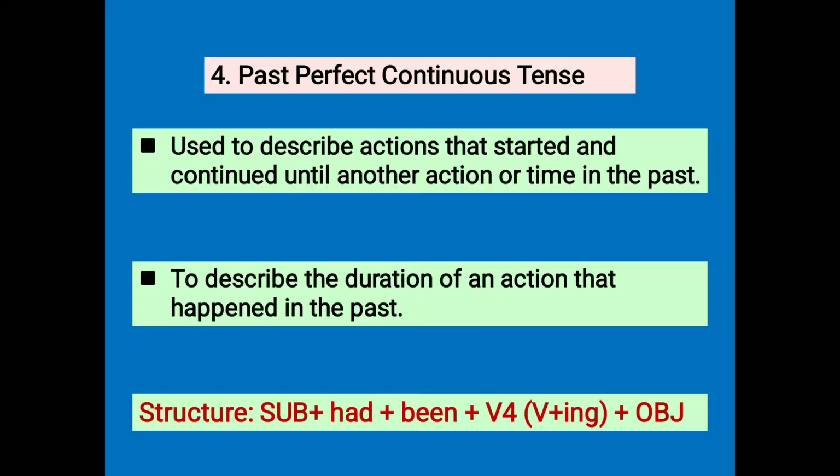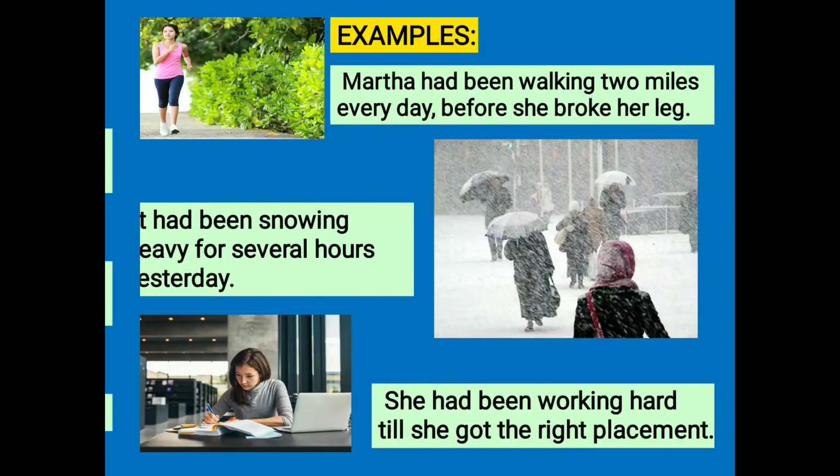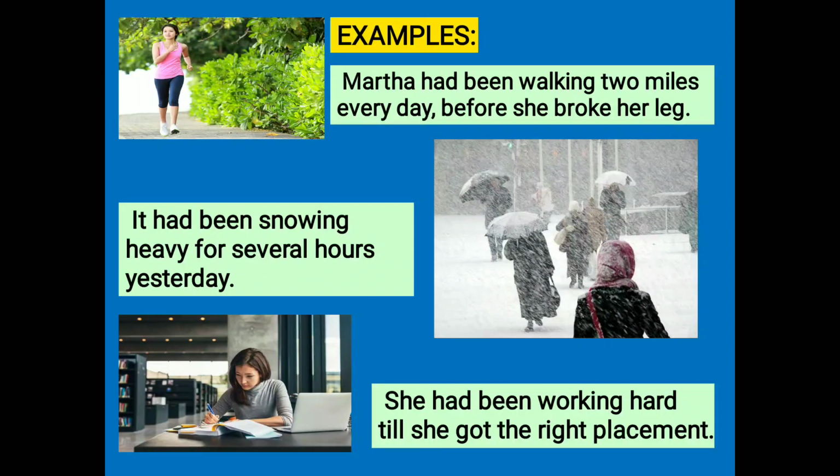So let us see a few examples to make the idea clearer. The first example, Martha. She is walking. The picture of a girl, her name is Martha, and Martha had been walking till something else stopped her action. Like this: Martha had been walking 2 miles every day before she broke her leg. Now her leg broke, or she got an injury in her leg, which ultimately stopped her everyday action. But till then she had been walking, she had been continuing to walk 2 miles every day before she actually broke her leg.